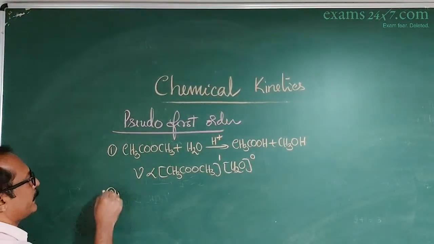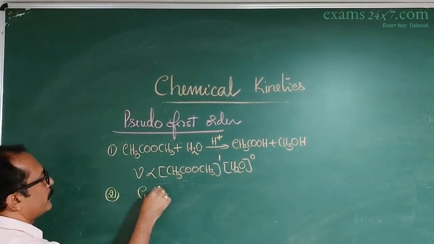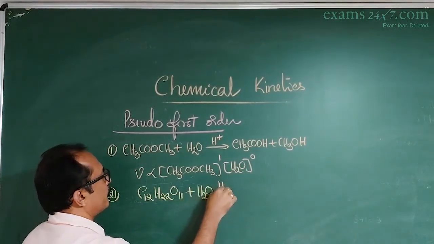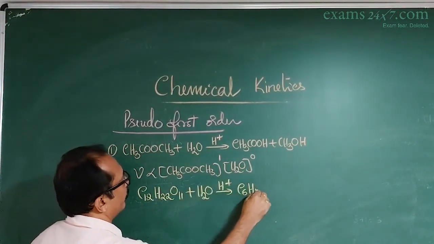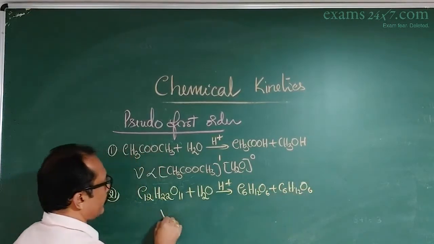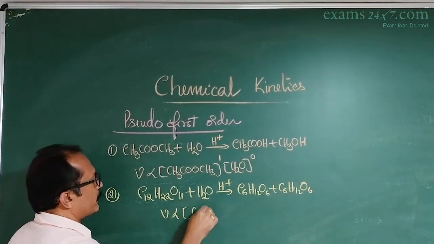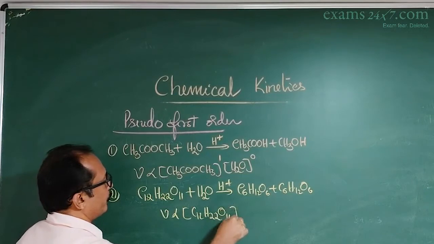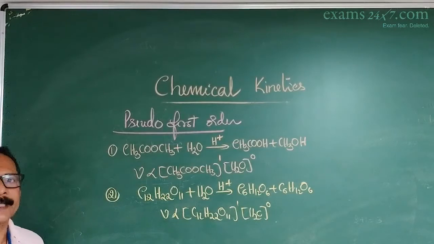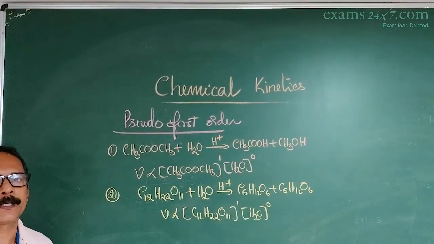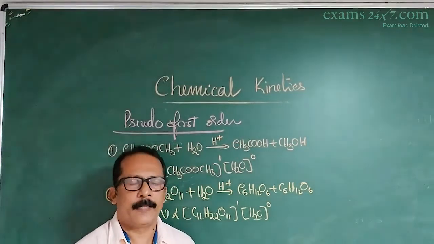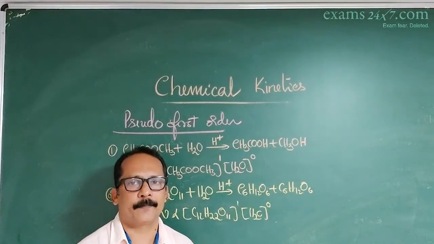Similarly, the second reaction is inversion of cane sugar, C12H22O11, which on hydrolysis gives glucose and fructose. The rate law with respect to sucrose is 1, with respect to water is 0. So these are examples for pseudo first order reaction.